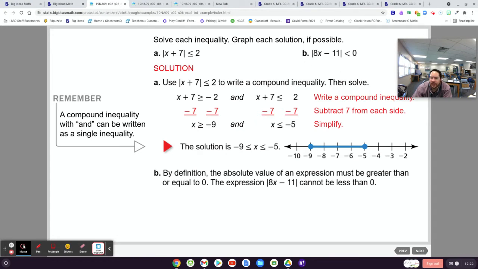Oh, and then we're already jumping on to B here. So if you have a problem like this, the absolute value of anything is less than 0 or is going to be negative, you know that cannot be true. So absolute value of an expression must be greater than or equal to 0. Therefore, this cannot have a solution for B. Okay, so keep that in mind. Some of these will have no solution.